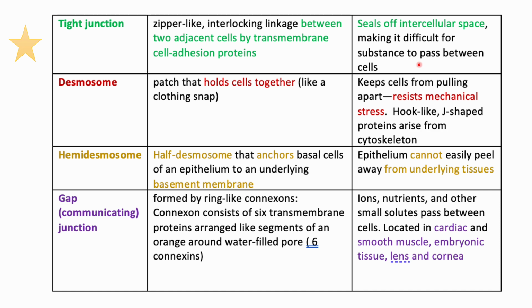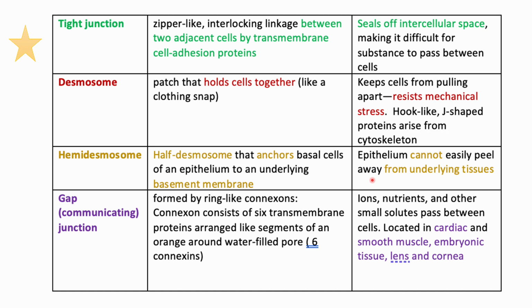All right, tight junctions. Next, we have desmosomes, a patch that holds cells together, kind of like a clothing snap. It keeps your cells from being pulled apart. It helps resist mechanical stress. We saw those hook-like J-shaped proteins arise from the cytoskeleton again, helping keep our cells together. We have our hemidesmosomes, half of a desmosome, that anchors basal cells of an epithelium to an underlying basement membrane. It ensures that the epithelium cannot easily peel away from underlying tissue.